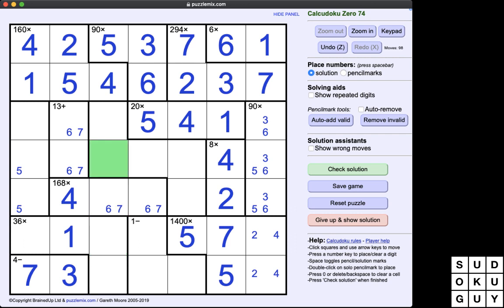I think I can make some deductions there, but I think there are other places that are easier first. 1, 3, and 6 left in this column. This is not a 3. Oh, wait, I can tell which way these go. There's already a 6 up there. This is not a 6. This is not a 6. This is the only place a 1 can go in this row. Ah, that tells us about this column. Okay.